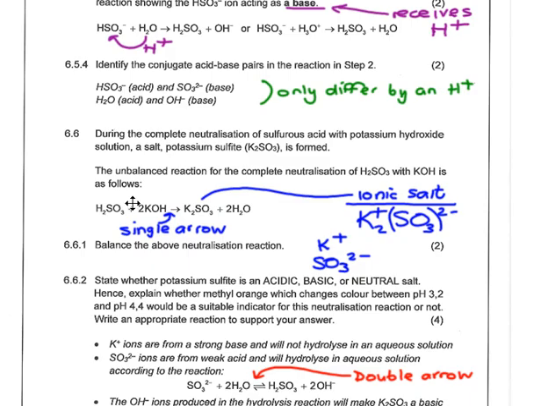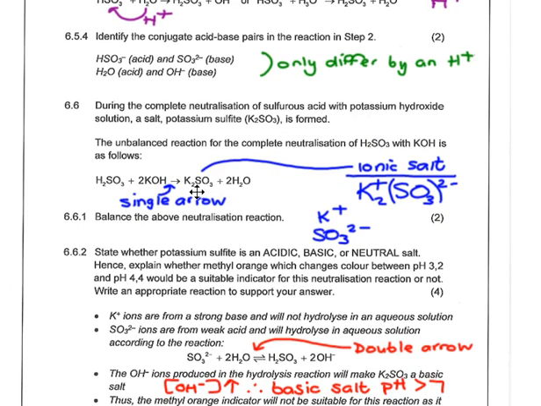Then, during the complete neutralization of sulfurous acid with potassium hydroxide, a salt, potassium sulfite, is formed. Remember, the sulfurous acid is a weak acid and potassium hydroxide is a strong base. The salt that is formed, K2SO3, is an ionic substance, so it's made of positive ions and negative ions: K plus ions and SO3 2 minus ions. The K plus comes from a strong KOH, so the K plus is weak and will not react further with water.